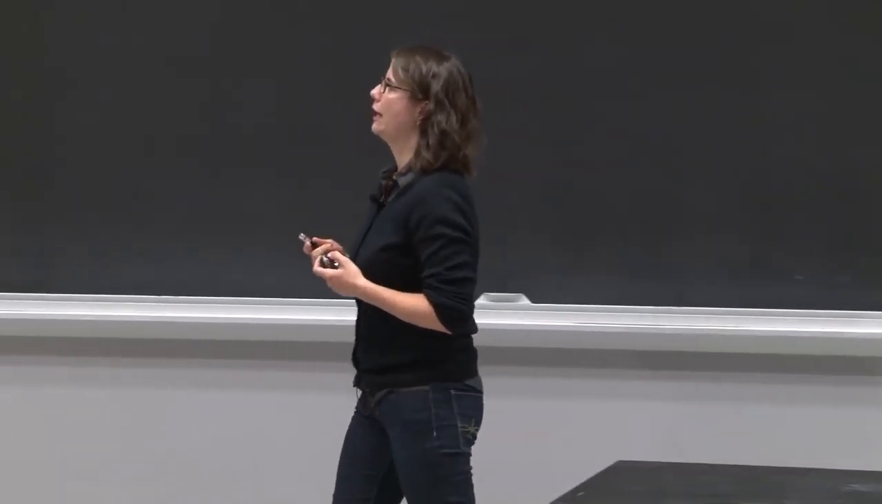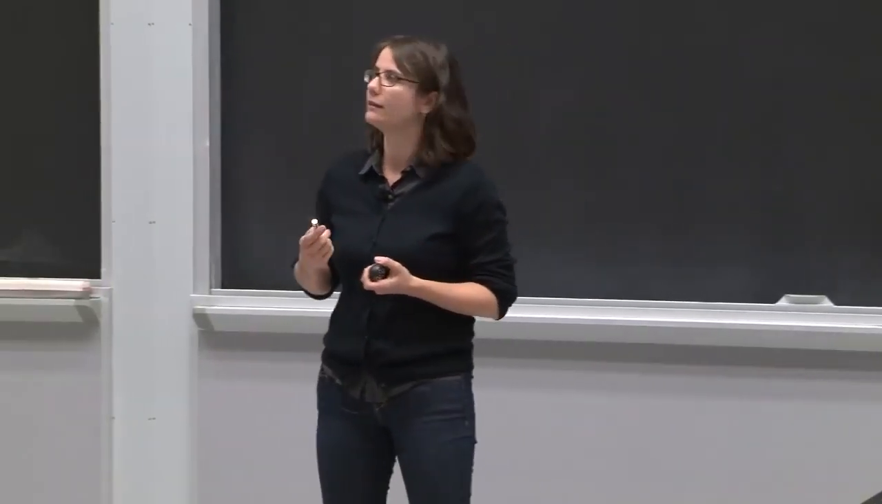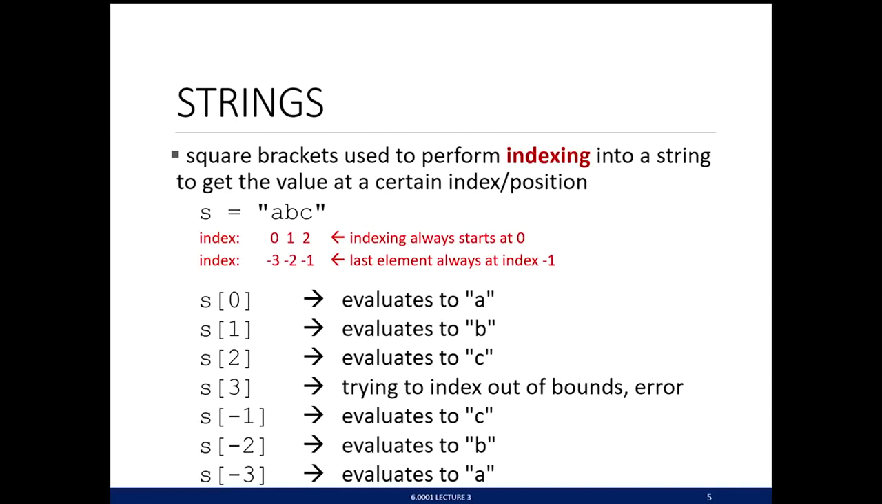In Python, it turns out you can also use negative numbers to index. If you index into the string with -1, that means you want the last character in the string. So the last character in your string is always at position -1. The second to last character is at -2, the third to last character is at -3, and so on and so on.